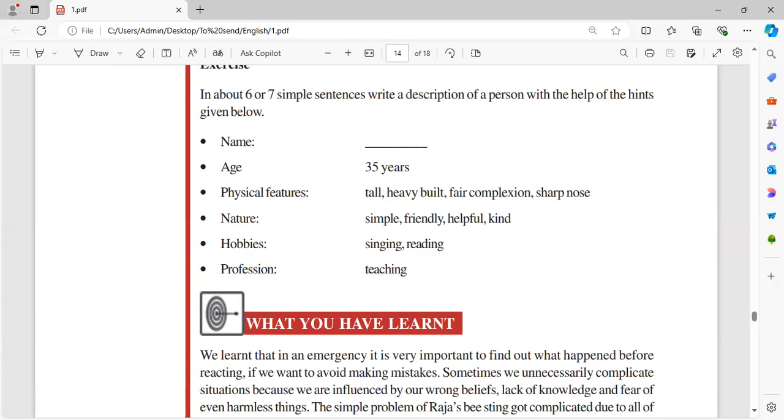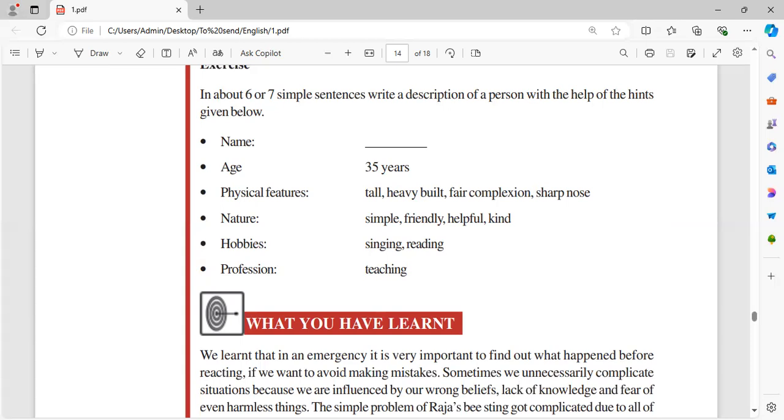The name is not given over here, but the age is 35 years. Physical features: tall, heavy built, fair complexion, sharp nose. Nature: simple, friendly, helpful, kind. Hobbies: singing, reading. Profession: teaching. Okay, so now you have to take all these hints and write 6, 7 sentences. Name you can put by yourself.